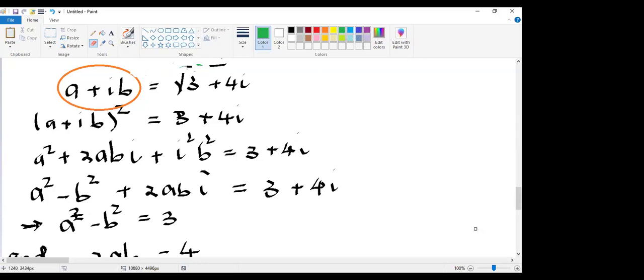Okay. I'm saying that take the square root of 3 plus 4i to be a plus ib. When you do so, what happens? You square both sides. And that is where Rita said, you know what? When I square both sides, I am getting, what did Rita get? Do you remember? I am getting a plus ib squared.